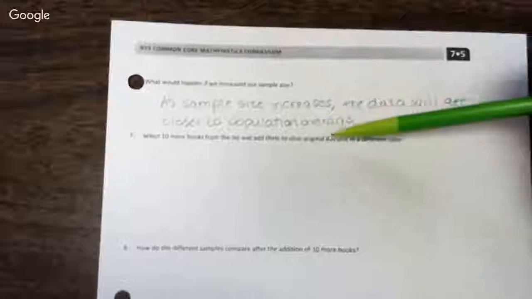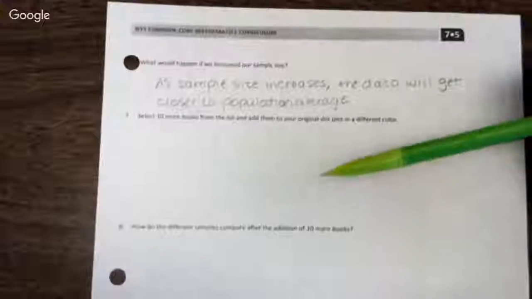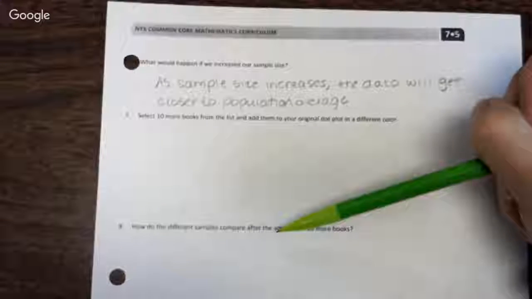So it says select 10 more books from the list and add them to your original dot plot in a different color. Once again, we're going to do that in class. And how do the different samples compare after the addition of 10 more books? So now, as we're increasing in size, it hopefully should be getting closer and closer together.